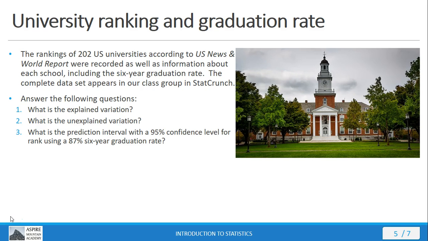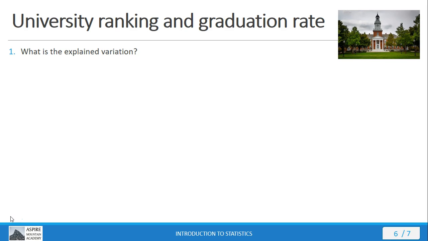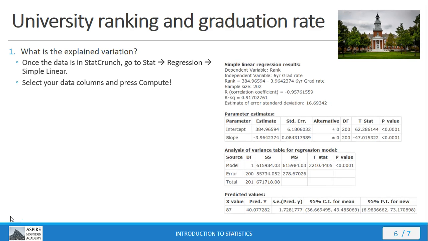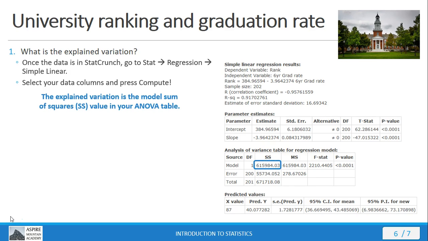It's pretty simple to get out when we use StatCrunch. So first, what is the explained variation? Well, first thing we're going to do is, once the data is in StatCrunch, go to Stat, Regression, Simple Linear, select the data, and then we press Compute. And then out comes this wonderful results window. You can see here the explained variation is in your ANOVA table. It's the sum of the squares for the model. So that first number there, just take it straight off the ANOVA table, and you've got your explained variation.